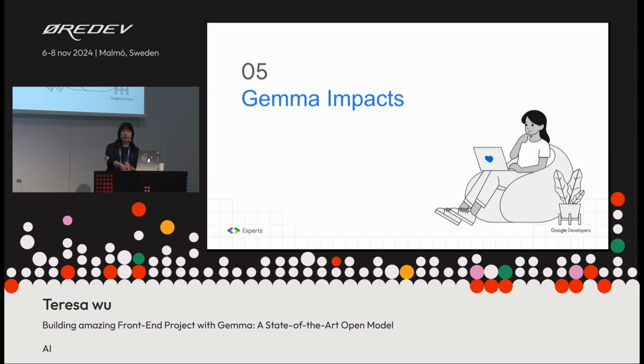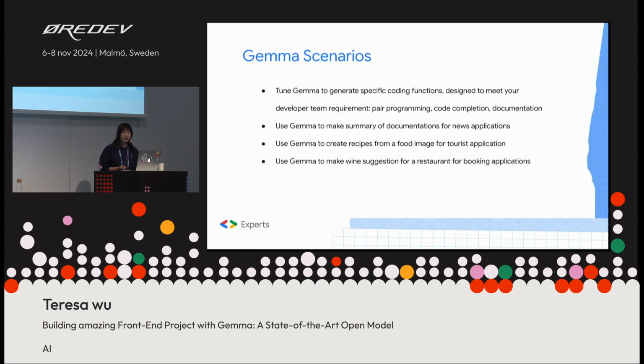So, last part of this presentation: how does Gemma change, and how would Gemma benefit our industry? A few scenarios, right? You can use small language models for some very specific code functions. Like if I'm using an IDE and working as a dev experience engineer, I can write a plugin in my IDE and share it with all my colleagues. They will be very happy. And you can make summaries and wine suggestions if you own a restaurant. When your customers order food, you can use some nice app to recommend which wine they want with the food selection.